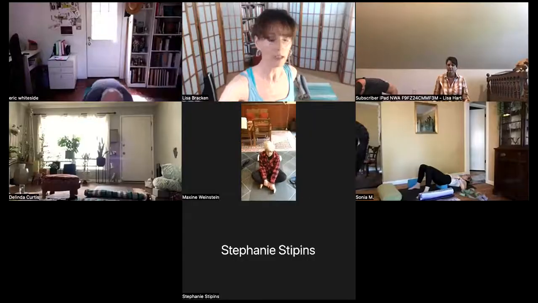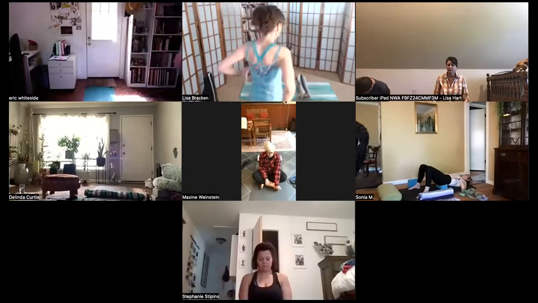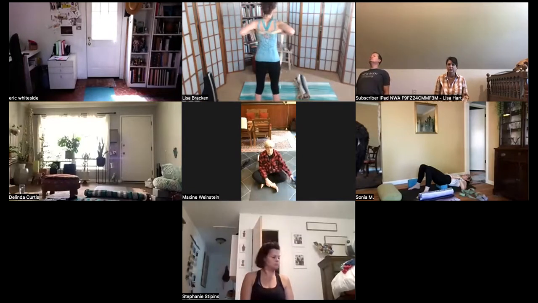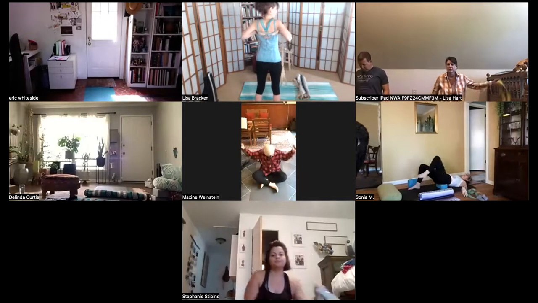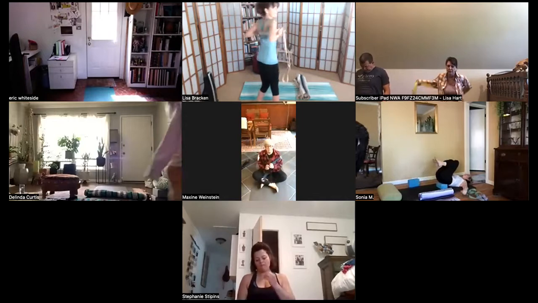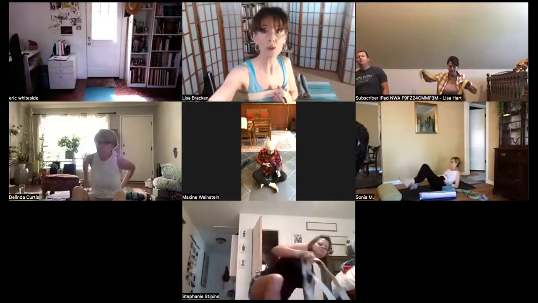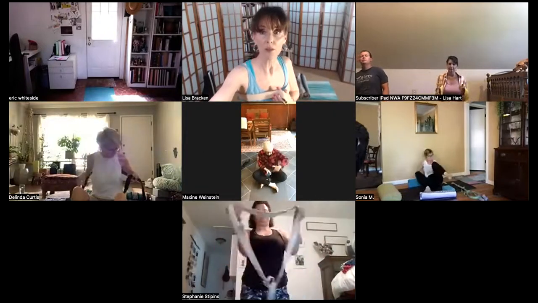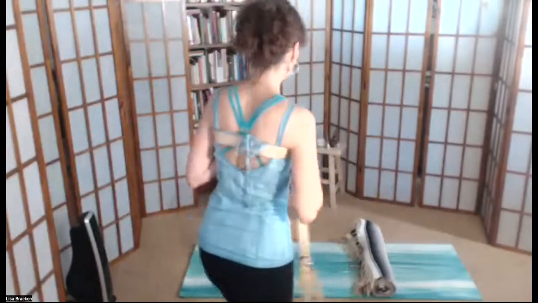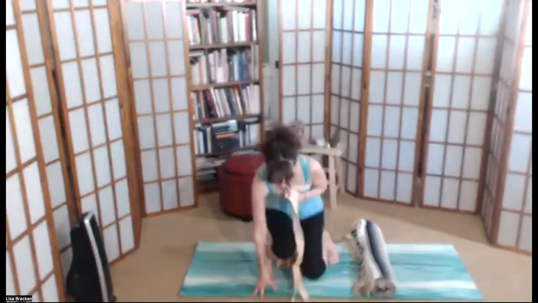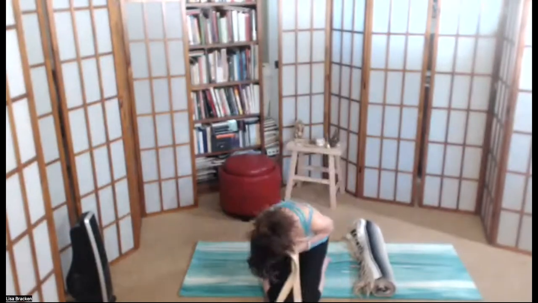Grab your strap and open it up, take it behind you, and draw it all the way up to your underarms. If you don't have a strap, you can always use a belt or a necktie. Okay, so the strap is way up high. Good. And if it's comfortable for you to close your eyes, please do.